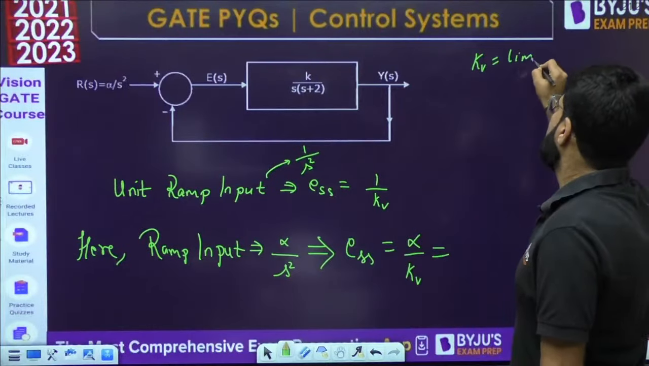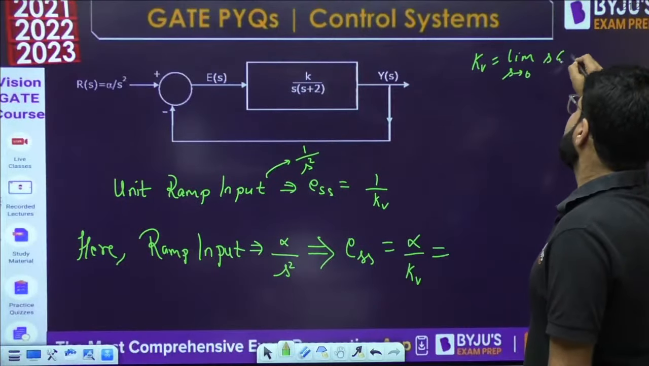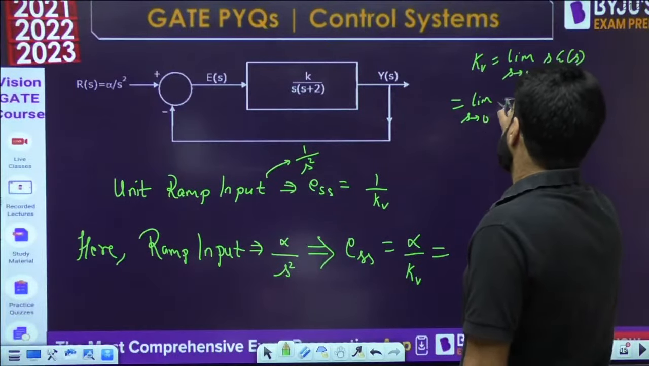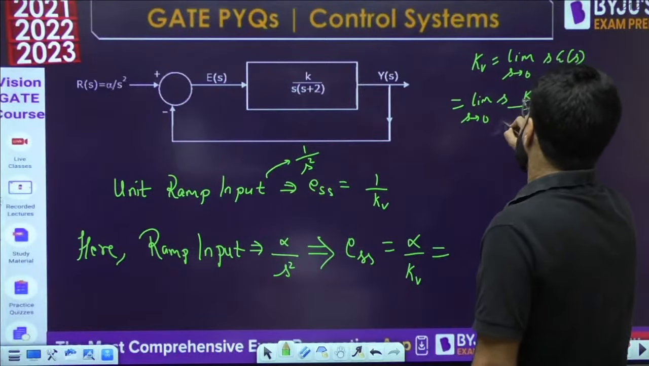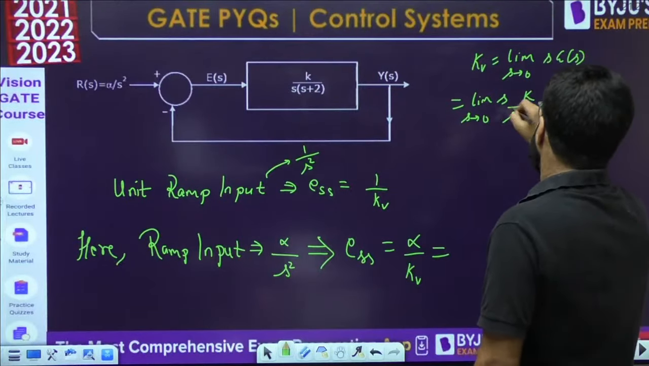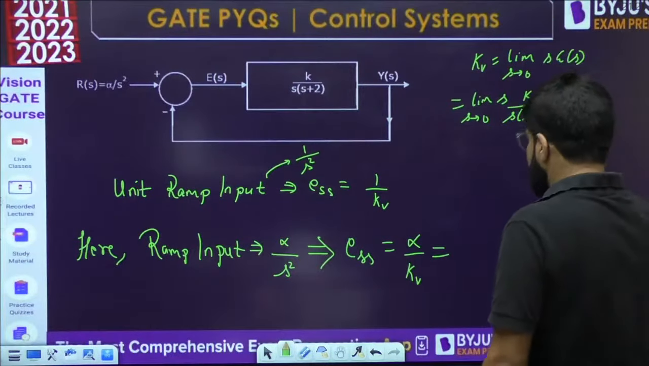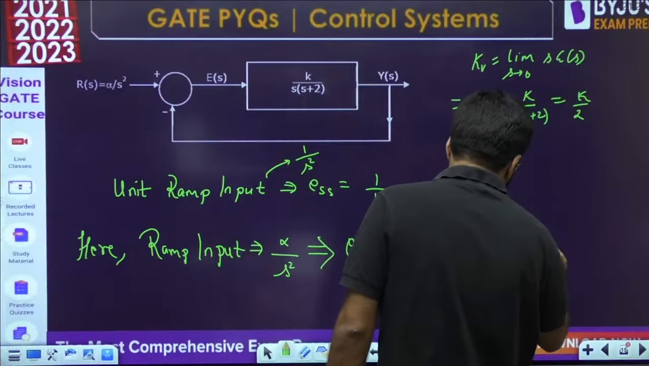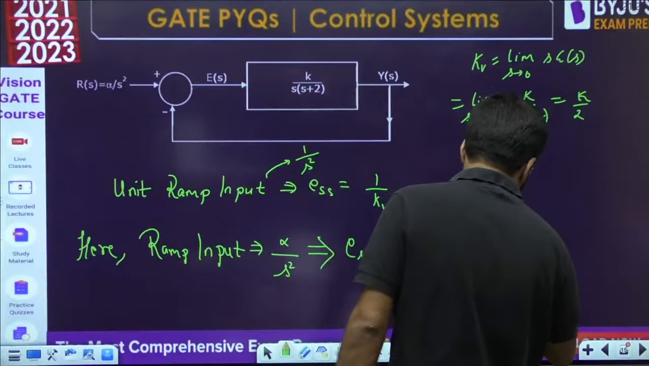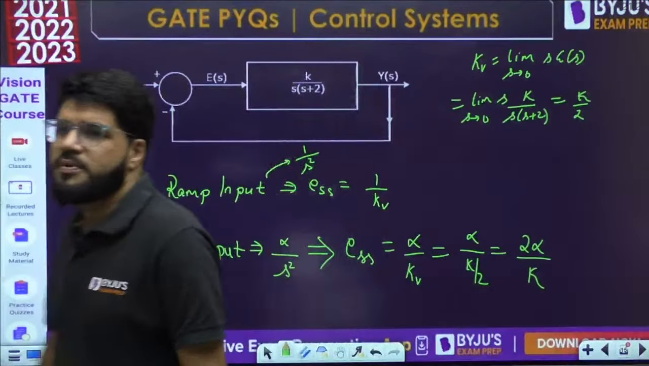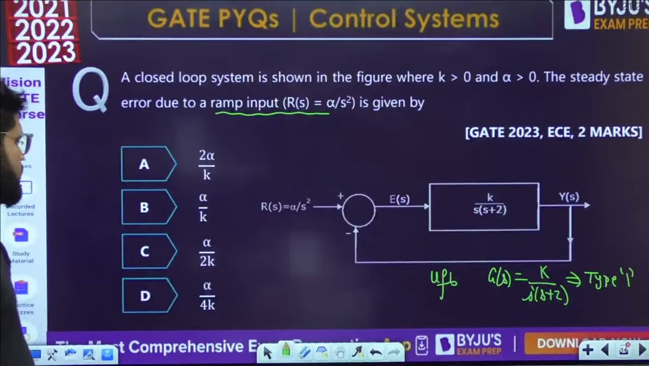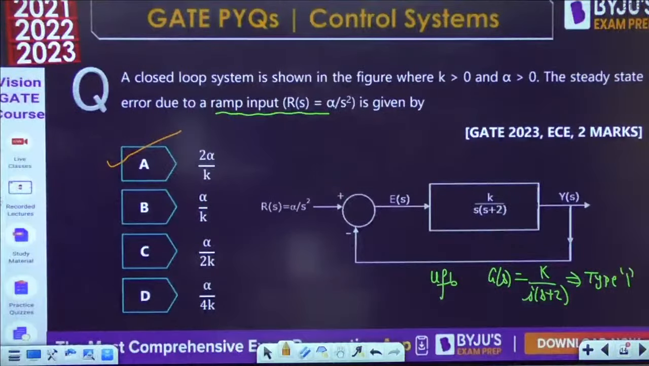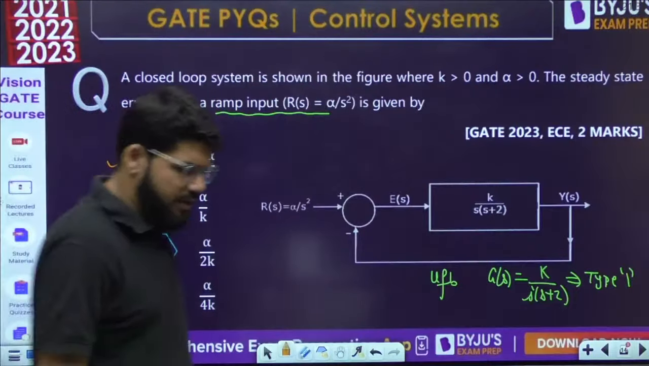Now Kv you all know is limit s tending to 0 of s multiplied by G(s). Already very good, you have the unity feedback connection. So s multiplied by G(s), which is K by s(s plus 2), s cancelled, answer is K by 2, that is the Kv. So now alpha is divided by K by 2, substituting, so 2 alpha by K should be the final answer. 2 alpha by K, that is option A, is the final answer.